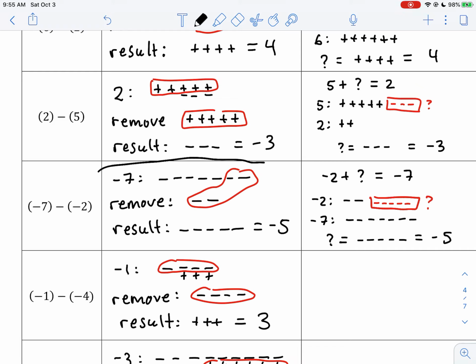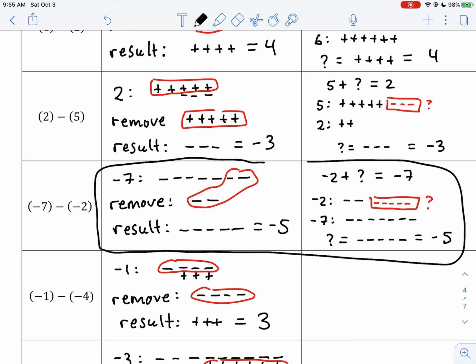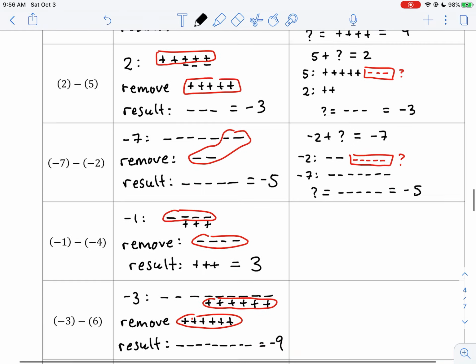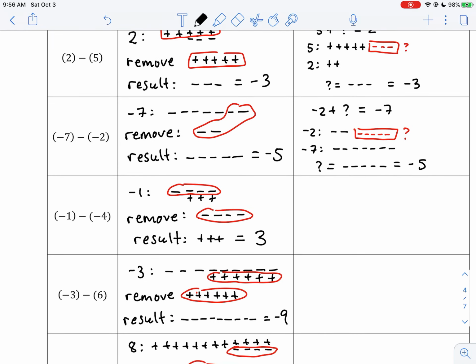You can see that when you compare it to the removing or takeaway model, there is a subtle distinction here. I didn't start with -7 and then tell myself to remove 2 negatives and see what you wind up with. Instead, I asked myself what needs to be added to -2 to make -7, right? So it's a different thought process, but it's also an equally valid way to think about subtraction.